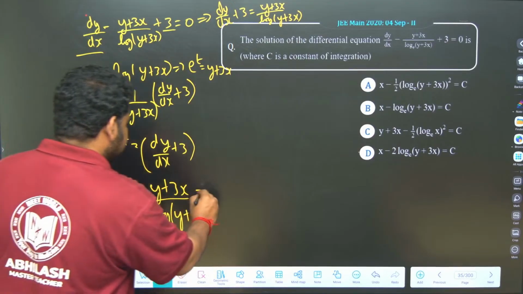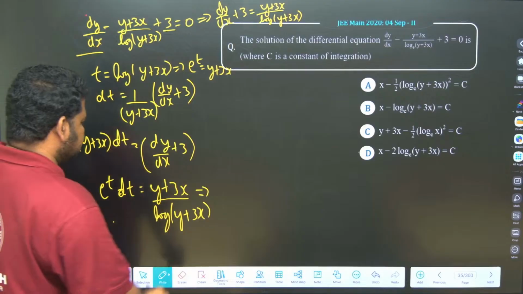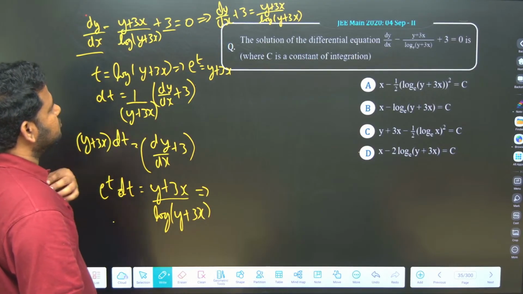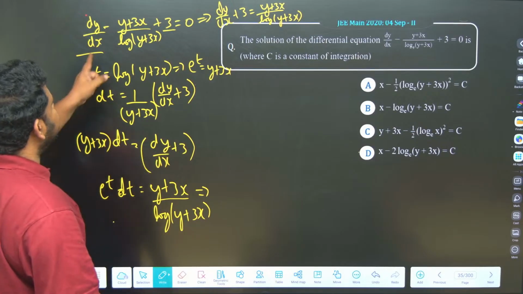Now this implies e power t dt is equal to what? So dy by dx plus 3 is there.